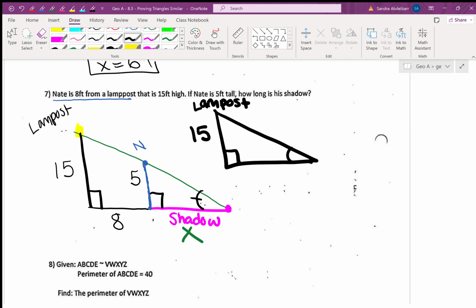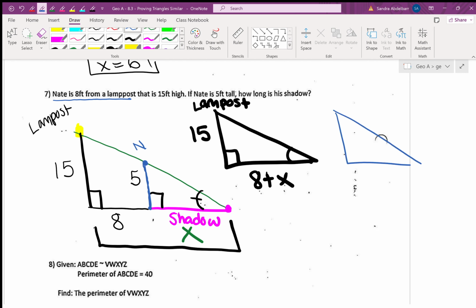What is the base of the lamppost? Don't tell me 8, the base of this lamppost triangle. It is not 8. Michael? 8 plus X. So that's the lamppost triangle. And then I have the Nate triangle. So Nate is 5 feet tall. And then what's the length of his base? X. You got it.